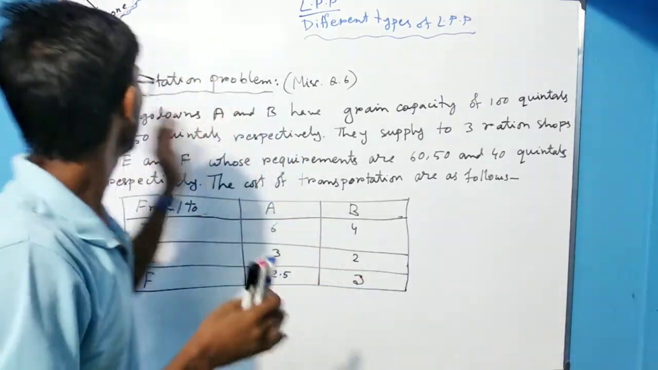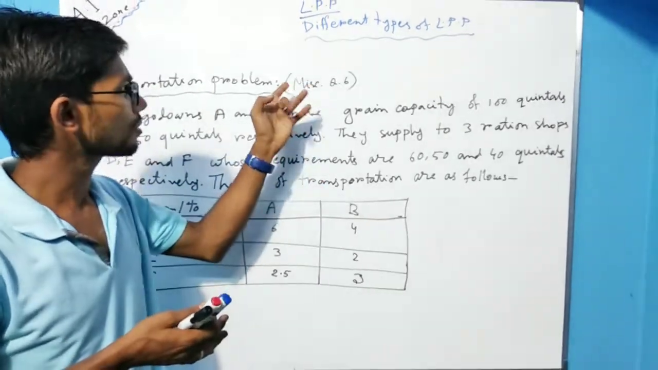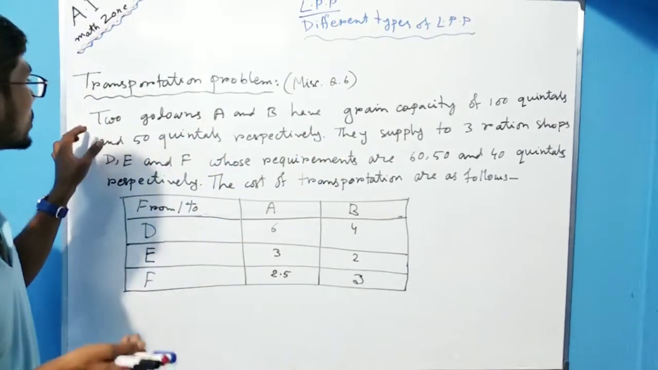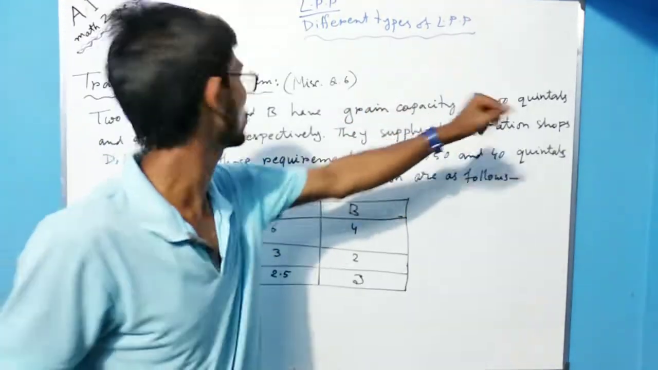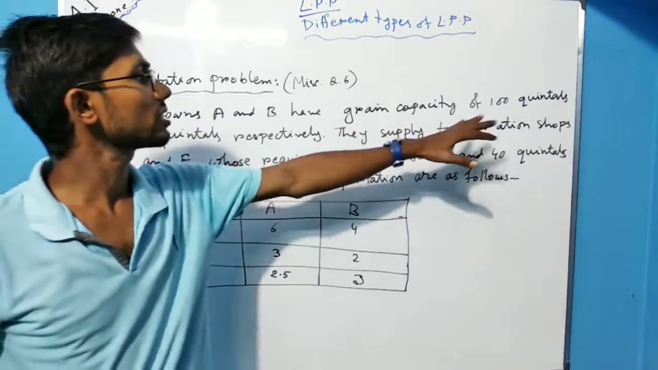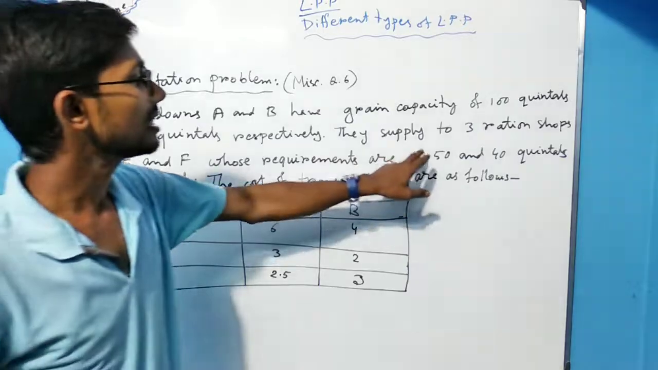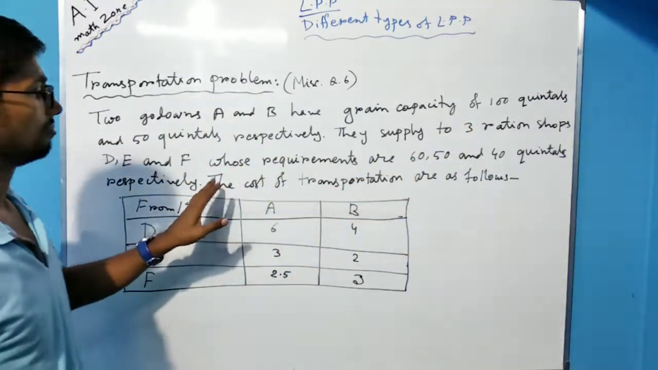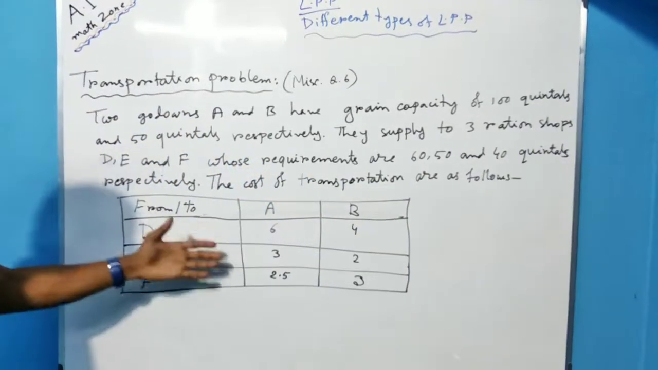and the next is transportation problem. I have taken this question from the miscellaneous exercise, question number 6, right? You can see this. The question is: two godowns A and B have grain capacity of 100 quintals and 50 quintals respectively. They supply to 3 ration shops D, E and F, whose requirements are 60, 50 and 40 quintals respectively. The cost of transportation is as follows. So this is the chart.